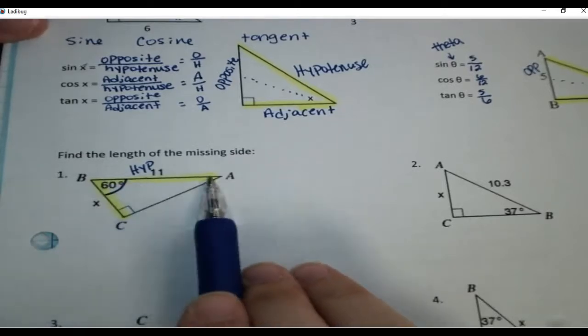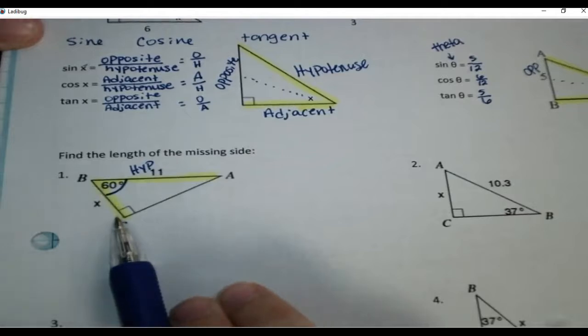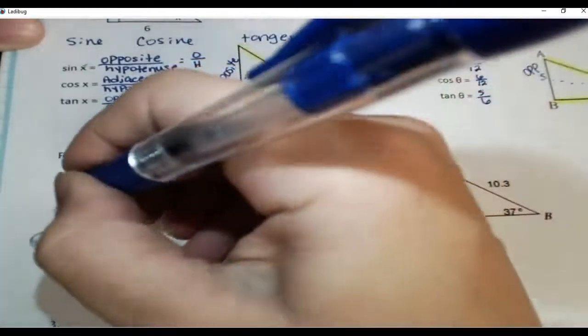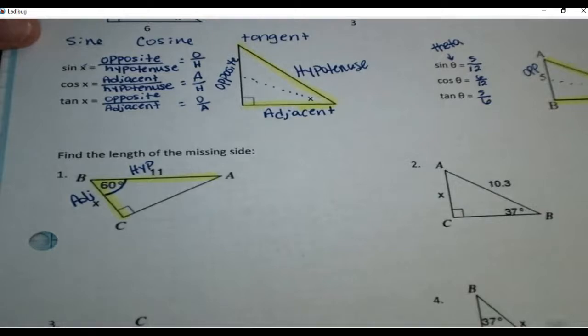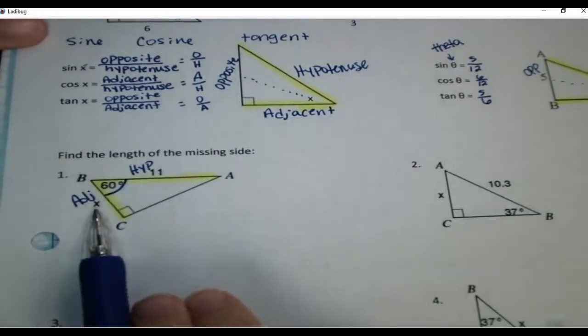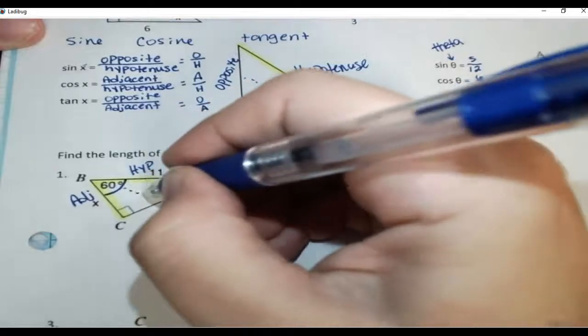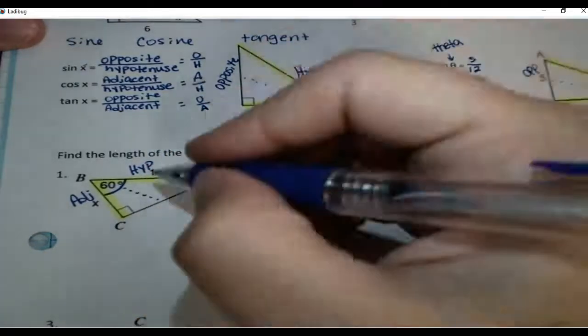So our hypotenuse is always highlighted, our adjacent is always highlighted. Like if the right angle is the only angle you know, we'll do that tomorrow. Okay. So the hypotenuse and the adjacent are always highlighted. Across from it, never highlighted, is the opposite.